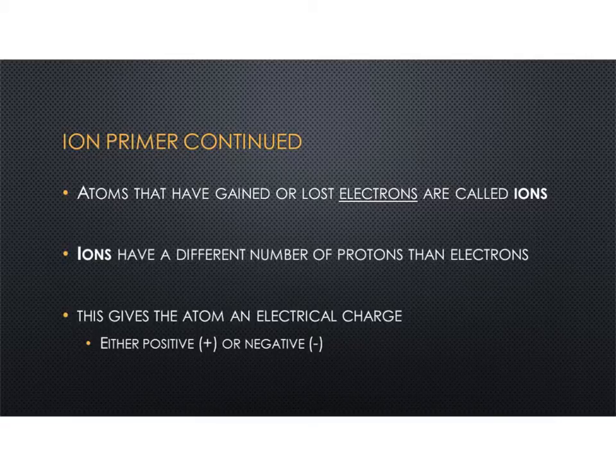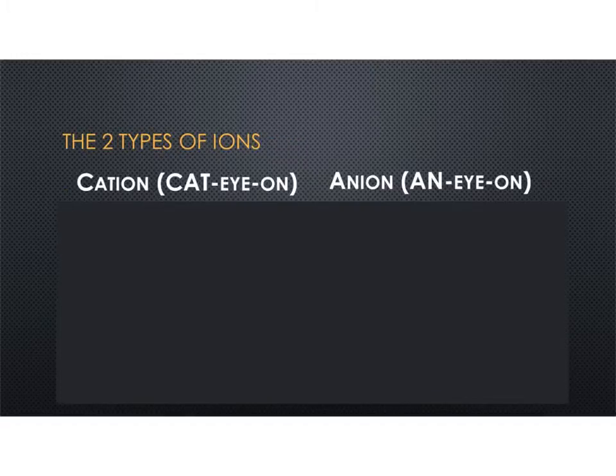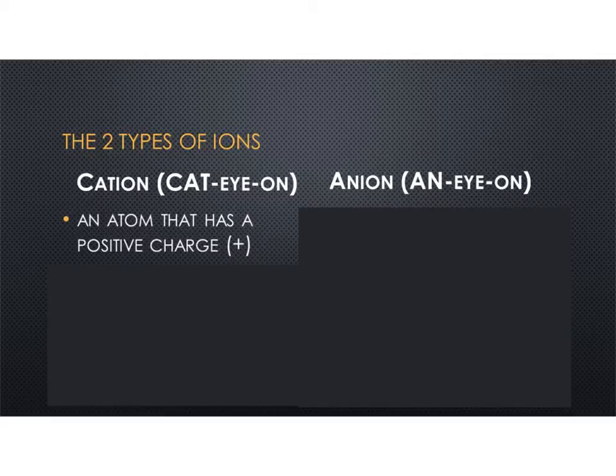And just like we like to name the atoms if they're different, we like to give the ions special names based on whether they're positive or negative. The two types of ions are cations and anions, depending on whether they're positive or negative. First, we're going to look at cations. Cations are atoms that have a positive charge. They are ions, but they're a type of ion, and they have a positive charge.